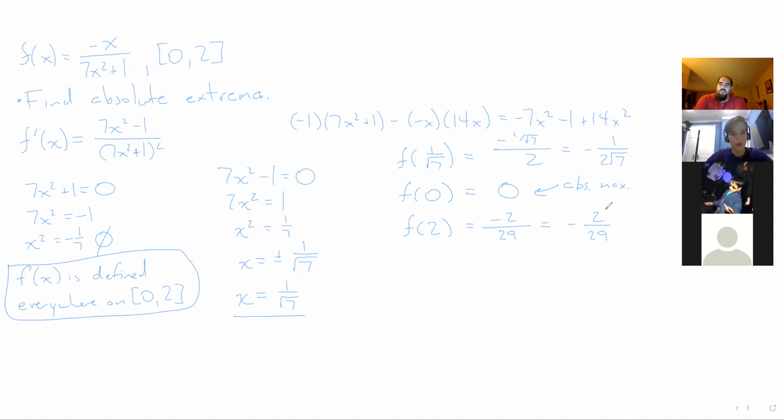Question, while he's doing that, for f of 1 over radical 7, you plugged that into the original equation, right? Yep. You want to see how I got that? Yeah, sure. So negative 1 over radical 7, all over 7 times 1 over radical 7 squared plus 1, equals negative 1 over radical 7 over 7 times 1/7 plus 1.